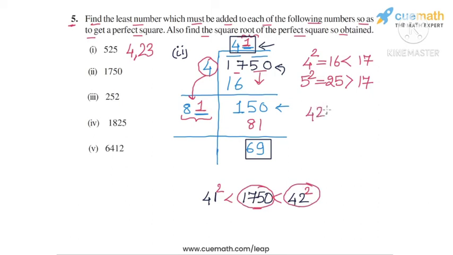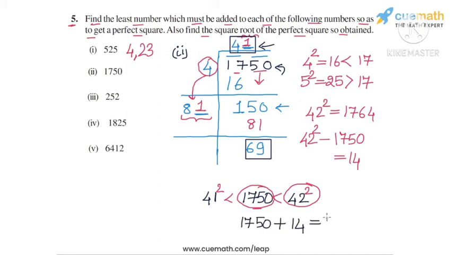So 42 square is equal to 1764, and this means that 42 square minus the given number 1750 is equal to 14. So if you add 14 to 1750, you get the next perfect square. So let's write this. 1750 plus 14 will be equal to 42 square. So the answer for part 2 is that the smallest number you can add is 14. So we put 14 here, and the square root of the resulting number so obtained will be 42. So 42 is the second part of the answer. So this completes part 2.